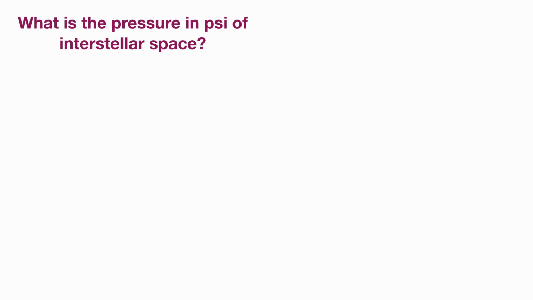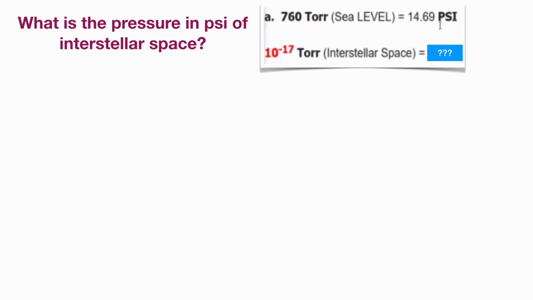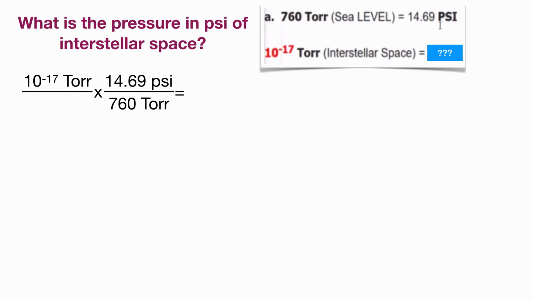So he was challenging me to do 10 to the negative 17 torr, which is apparently the pressure in outer space, and he wants me to convert that to PSI. So I'll be happy to do so. So these are the numbers that he gave on a slide in his presentation, and he gave the value. So let's actually do the math.